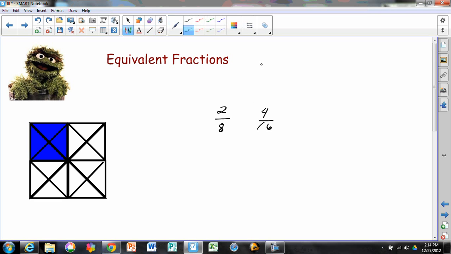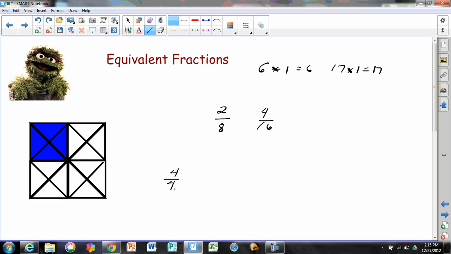For example, if I had the number 6 times 1, the answer to that is 6, or 17 times 1 equals 17. And I want to highlight the number 1 because I want us to think about that number 1 and how we can show that. Because we know that 4/4 is the same as 1. If I gave you 4/4 of a pie, you would have 1 whole pie.